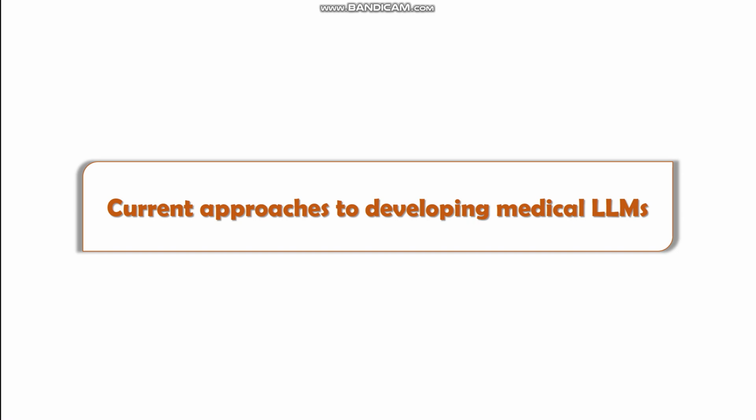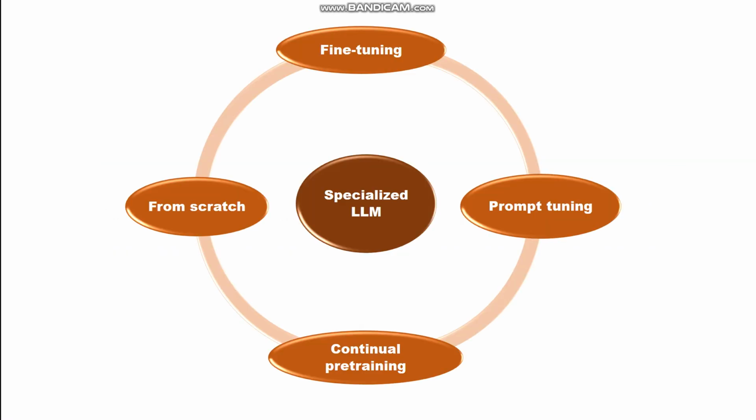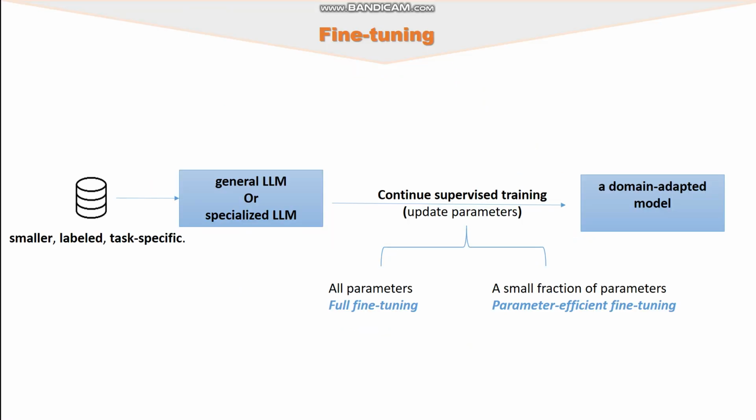In this part, I'm going to talk about the main approaches used today to develop large language models in the medical domain. Overall, we can group them into four main strategies: fine-tuning, prompt tuning, continual pre-training, and training a model completely from scratch. So let's start with fine-tuning.